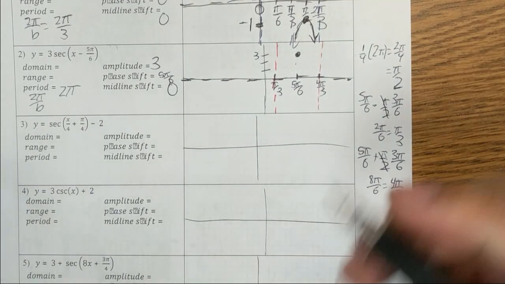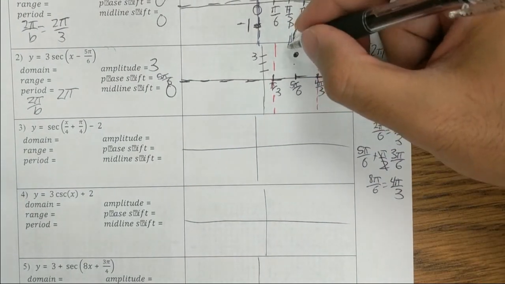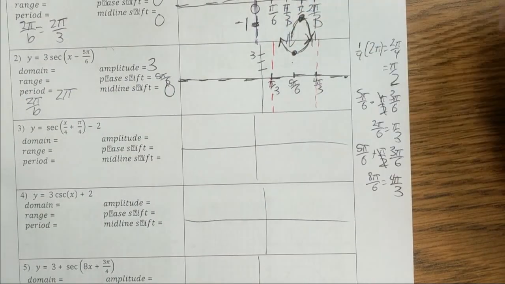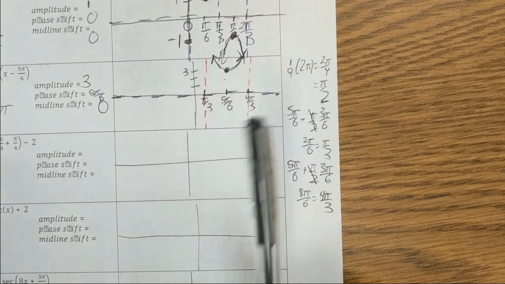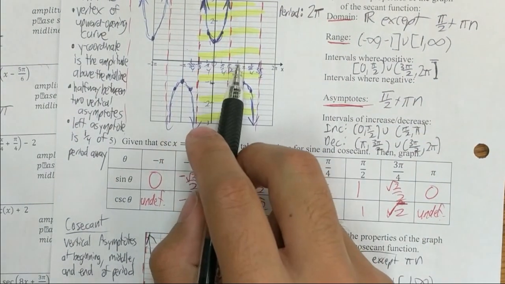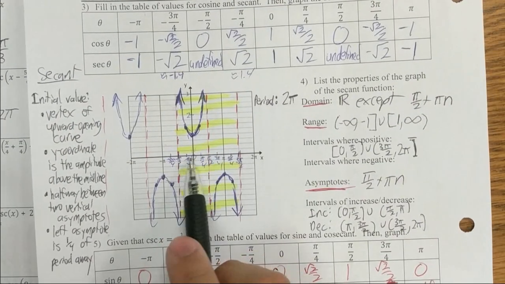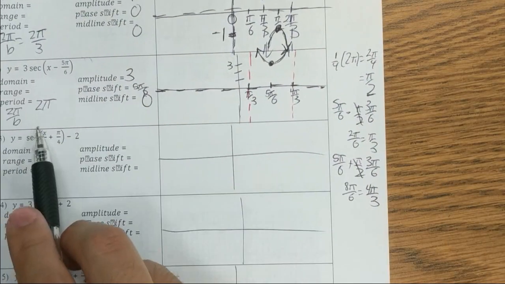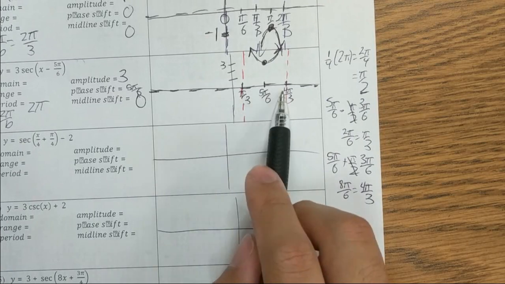Okay, so I know that this is the vertex of an upward opening curve. I know that vertical asymptotes are evenly spaced. For the parent function, the asymptotes are pi units apart, and it's the same thing here. The period didn't change, so the vertical asymptotes are also pi apart.